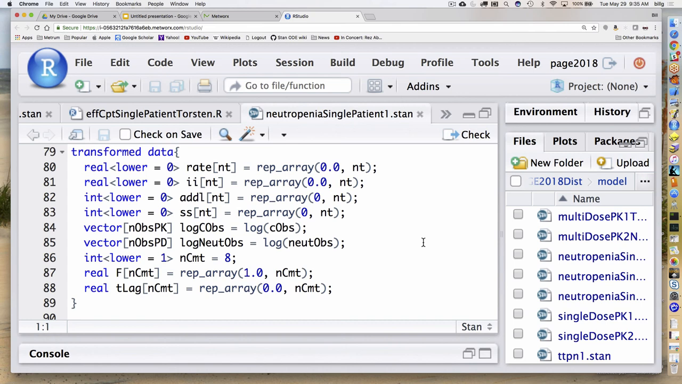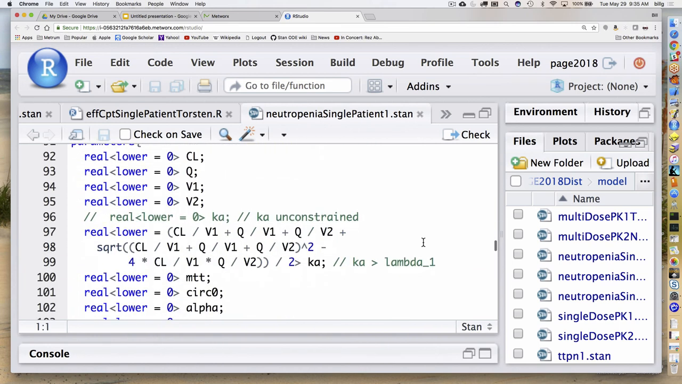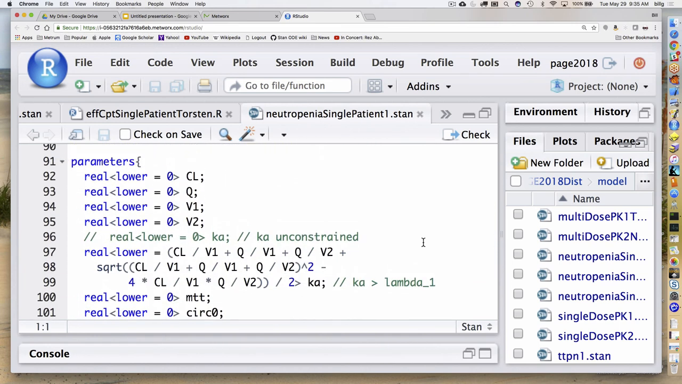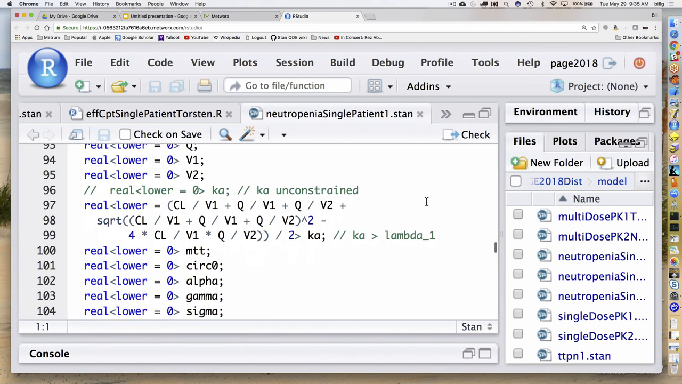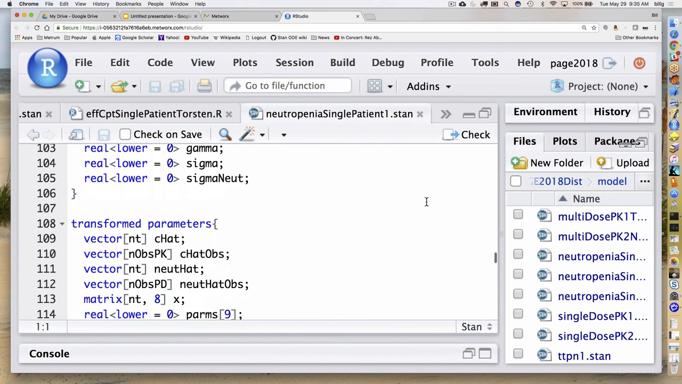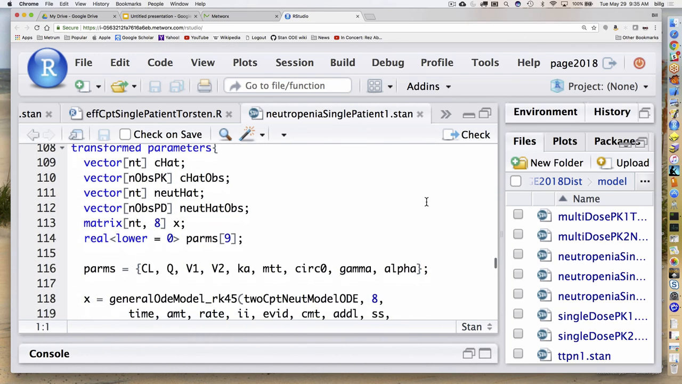Here we've got some transformations because I'm doing log normals on all of these. We've done that before. Again, I'm using the default values for F and T lag. I'm using the trick for constraining KA again. I think the rest of that's pretty much same old, same old.